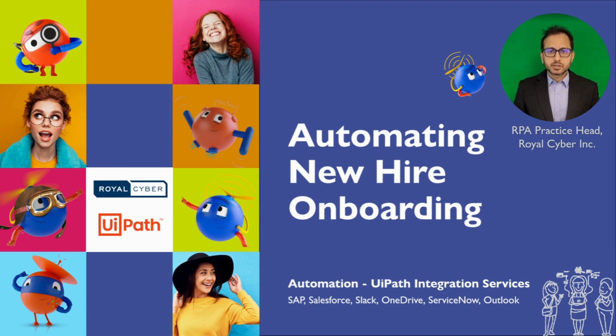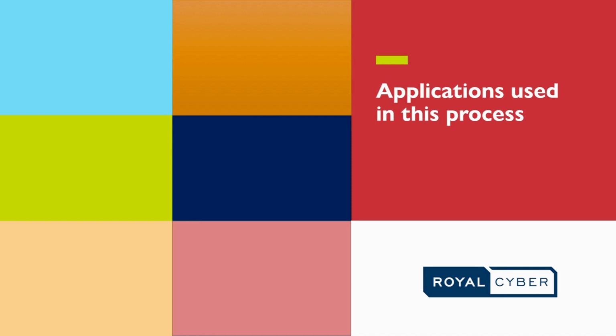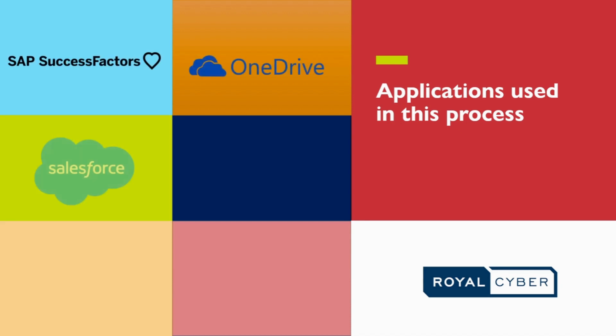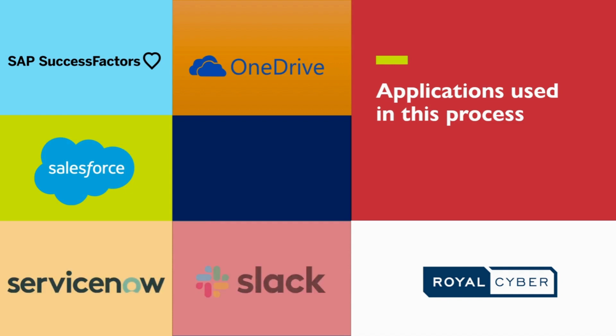In this video series, we will demonstrate UiPath Integration Service. Our goal is to show you how to use UiPath Integration Service to automate complex processes involving multiple environments and enterprise applications reliably. We will use RPA features and API automation capabilities to automate a typical onboarding process. We will use enterprise applications like SuccessFactors, OneDrive, Salesforce, ServiceNow, and Slack along with UiPath to complete this process with automation.